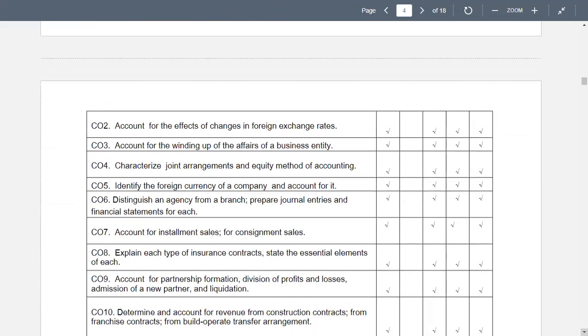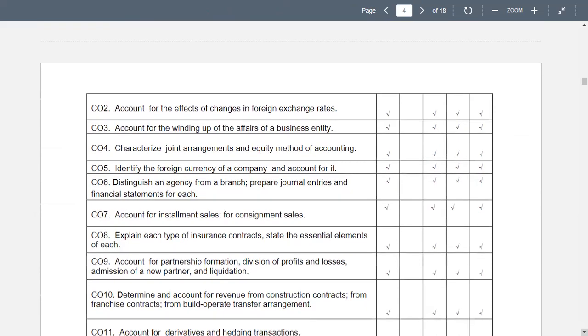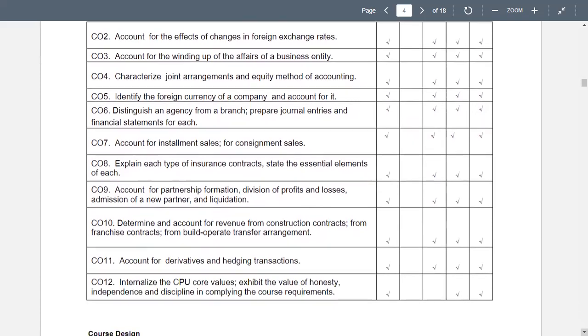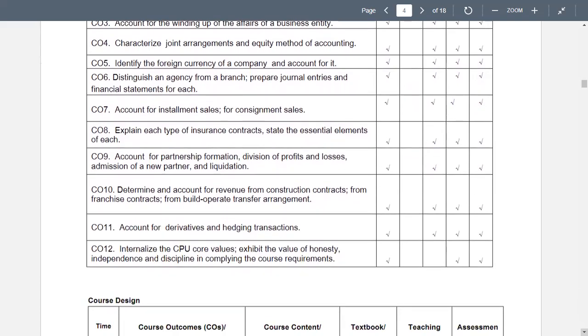Number 2, account for the effects of changes in foreign exchange rates. Number 3, account for the winding up of the affairs of a business entity. 4, characterize joint arrangements and equity method of accounting. 5, identify the foreign currency of a company and account for it. 6, distinguish an agency from a branch, and prepare journal entries and financial statements for each. 7, account for installment sales and consignment sales. 8, explain each type of insurance contracts and state the essential elements of each.